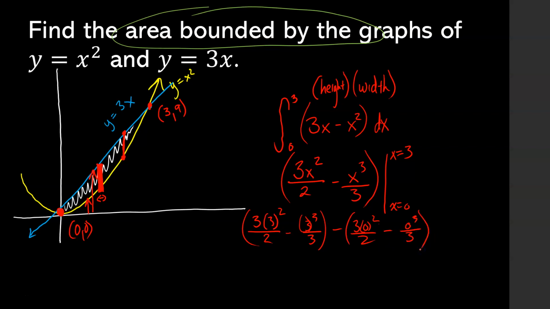Okay, so what do we get? So that's 27 halves minus 9. And yay, AP Calculus, we don't have to simplify. But we better make sure this is a positive number, so maybe we should simplify. So let's see, 27 over 2 minus, that'd be 18 over 2. We definitely get a positive number. Whenever you see area bounded by graphs, we're talking about an always positive area.